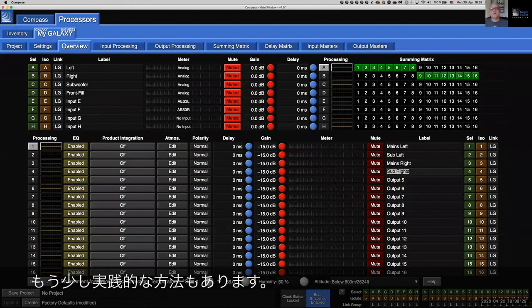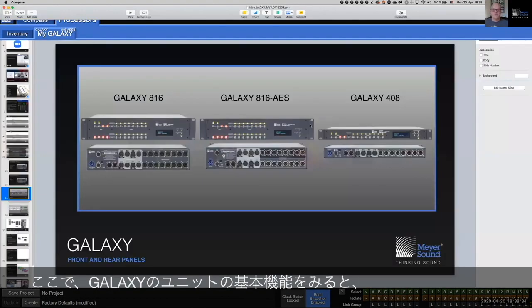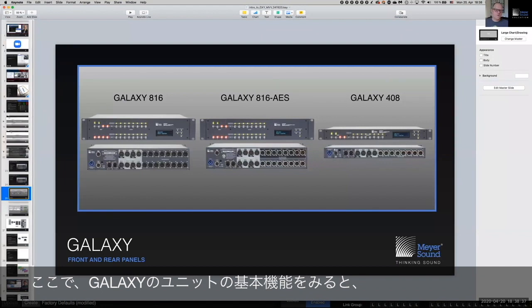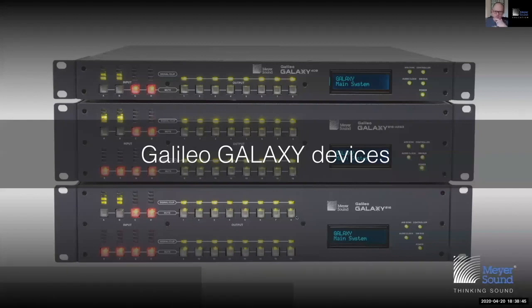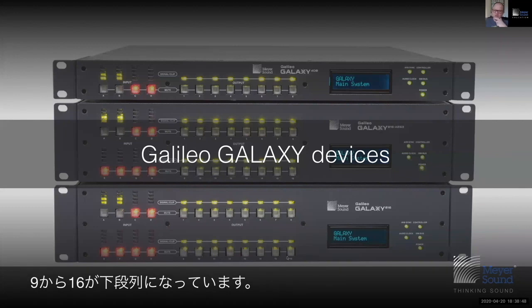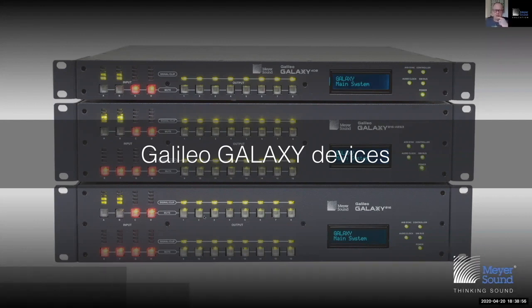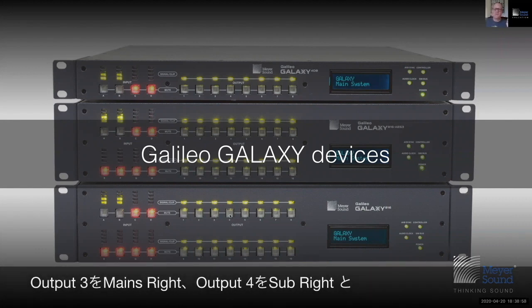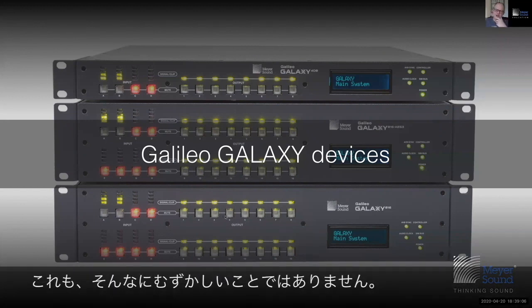However, there might be a more compelling way to do this, because if we temporarily go back to the keynote and we look at one of those Galaxy units, then you will notice that the mute buttons go from 1 through 8, and then the row below it goes from 9 to 16. And that means that if I would make output 1 mains left, output 2 sub left, output 3 mains right, and output 4 sub right, I would have to press these 4 buttons to mute the system, which is not an insurmountable task.